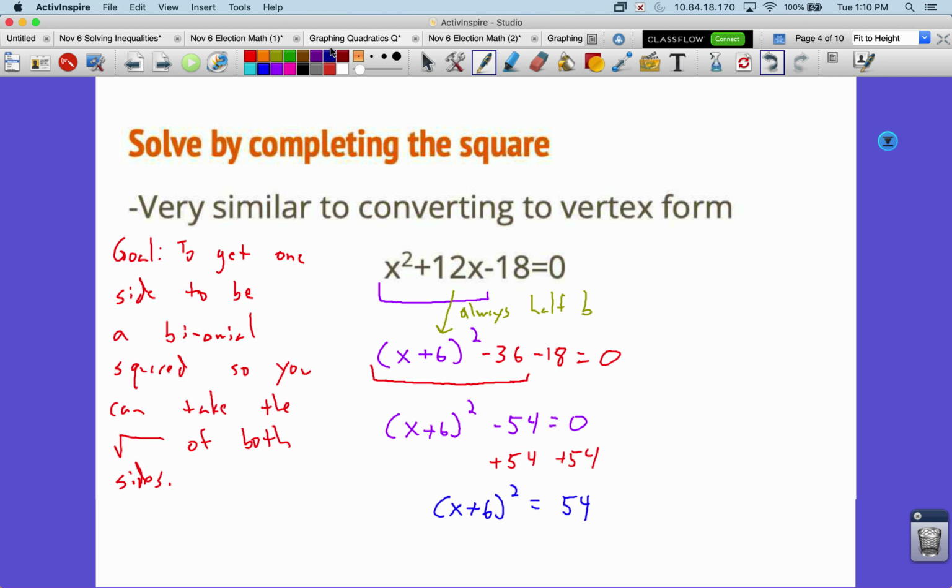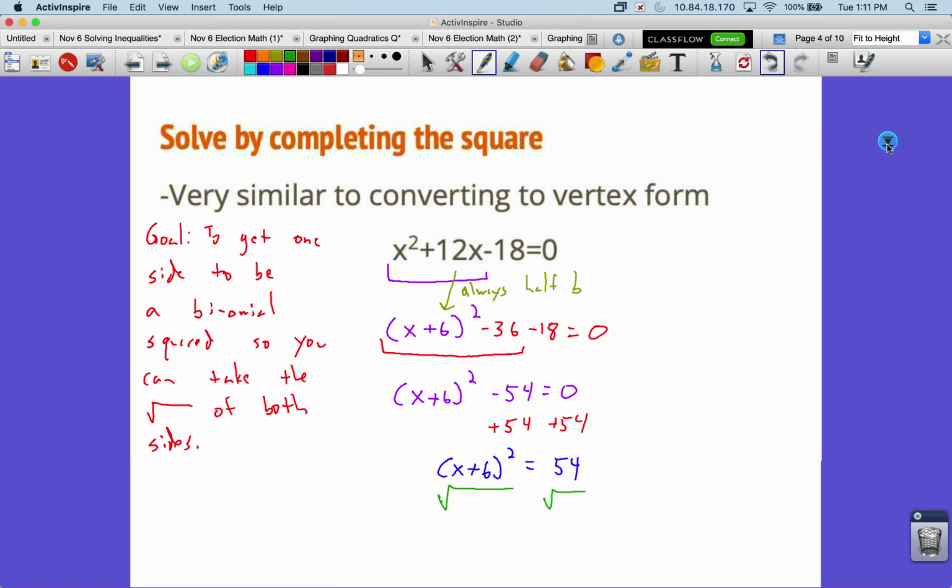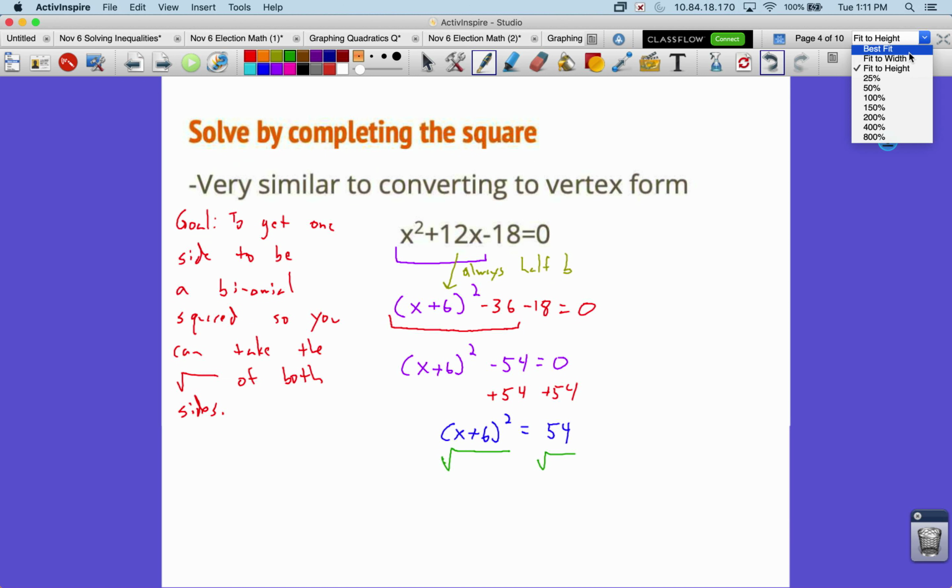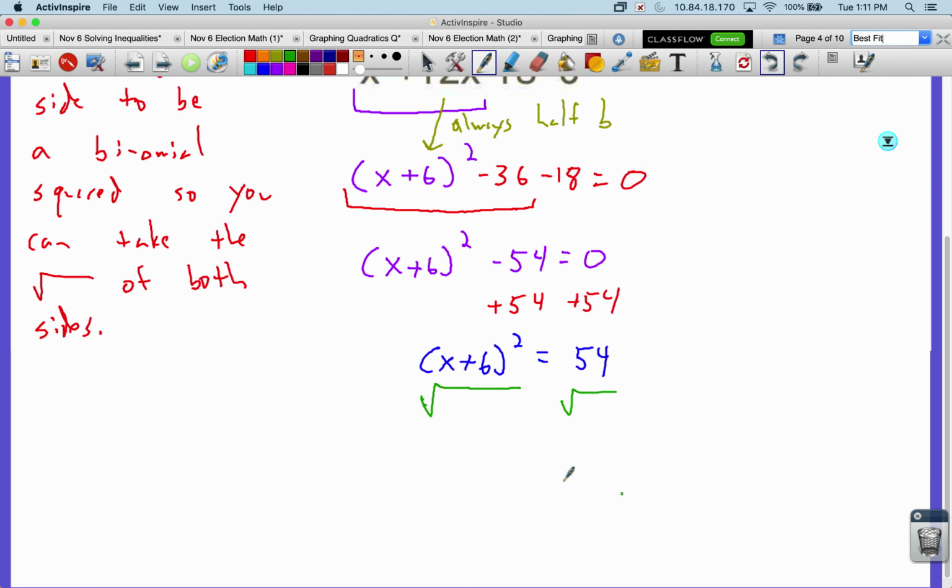So what I'm allowed to do is, because the entire side is squared, I can take the square root of the entire side, and it will cancel out that squared. And that's going to give me, on this side, the square root cancels out, and I'm just left with the x plus 6. And on this side, I get the square root of 54. And I'm going to emphasize that square roots are positive and negative by putting an extra little plus or minus in front. It is implied by the square root, but you'll see why I want that there.